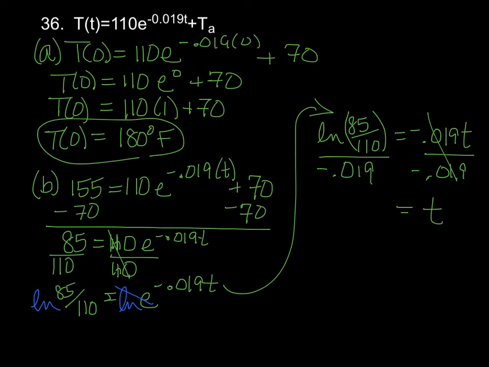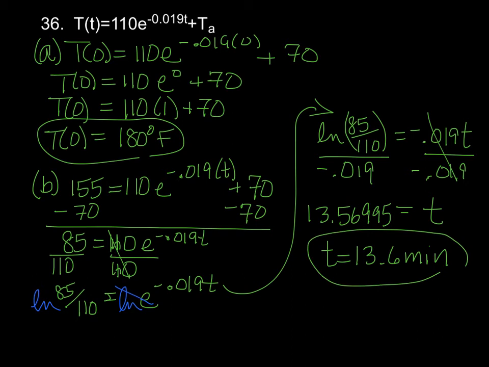So carefully put that into your calculator. You do the ln in parentheses, 85 divided by 110, close your parentheses, then hit divide by negative 0.019. And you're going to get 13.56995. And then it says to the nearest tenth of a minute, so our time is going to be 13.6 minutes. And that's the time it will take to get that temperature of that coffee to be 155 degrees Fahrenheit.